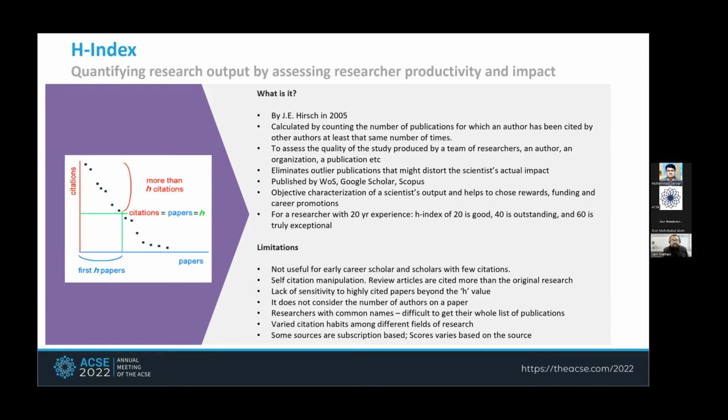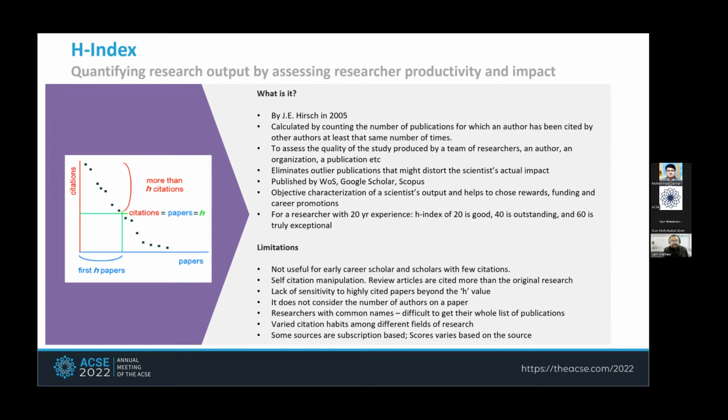The H index also has a lot of disadvantages, which are big concerns for the academic fraternity, because this is one index which is used by many academicians or academic institutes to measure the impact of their researchers. First and foremost, the H index is not very useful for early career researchers. And it is highly prone to self-citation manipulation. Review articles get more citations than original research, which is an inherent disadvantage of any citation-based metric. And it is not very sensitive.